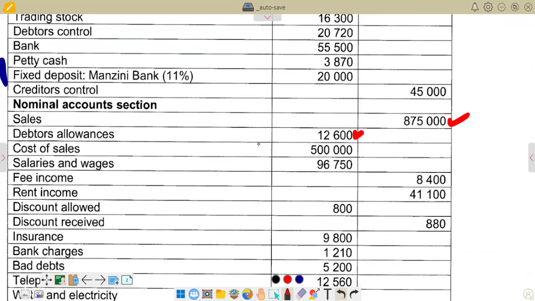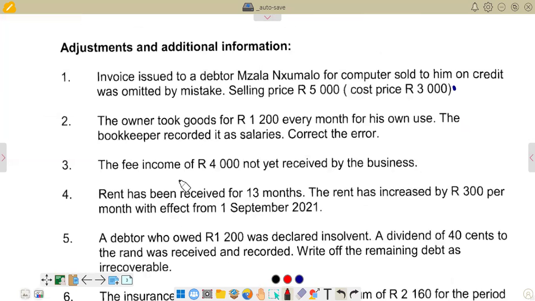Maybe they are of the wrong type, wrong size, substandard, or damaged products that we've sold, and the customer can retain, and then we call them debtors allowances or sales returns. So they reduce the amount for sales. On the other section, we are just going to put in brackets to show the working by saying 875 minus 12,600. But before you go there, you can go to the additional information to see if there is any other adjustment that is affecting our sales.